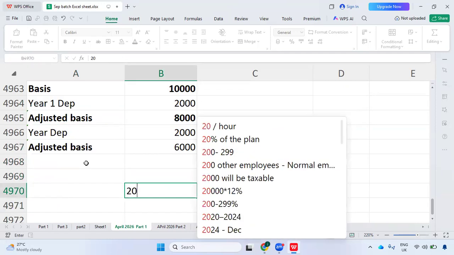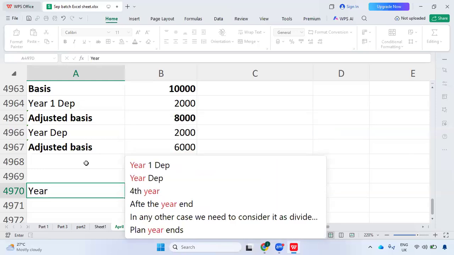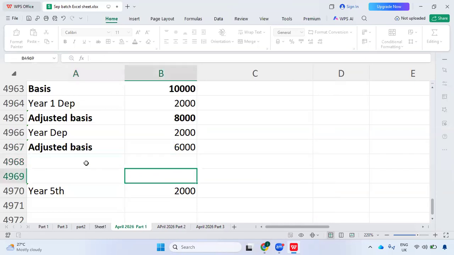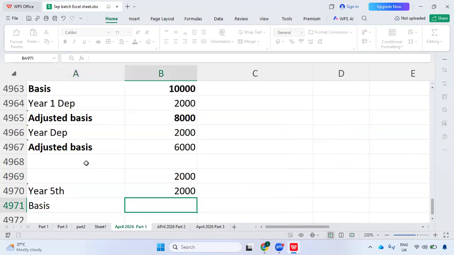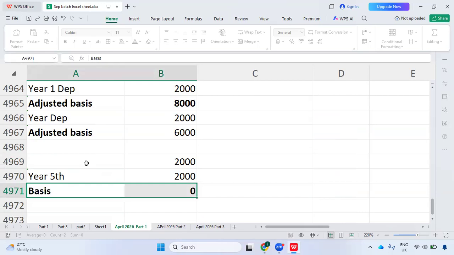Year five, your depreciation amount is 2,000. So year 5 depreciation, and from the adjusted basis of the previous year, 2,000, your basis will become zero after year 5. So how long can we claim depreciation? Until it becomes zero, we can claim the depreciation. Okay, right?